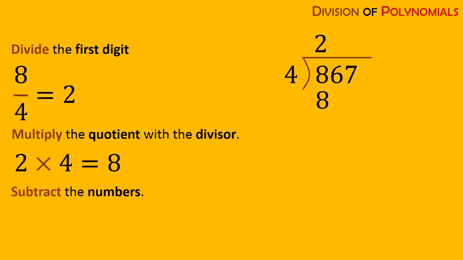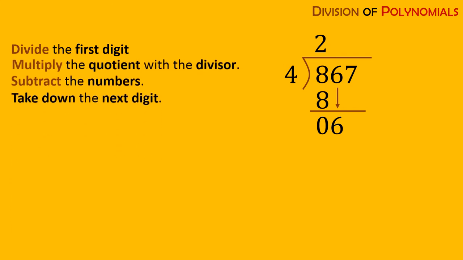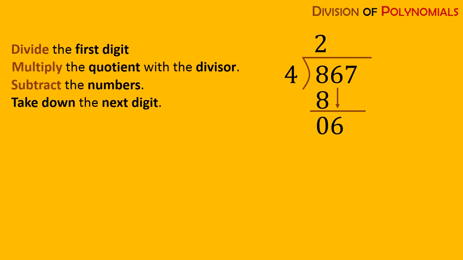Next you subtract the numbers. So 8 minus 8, when you take away 8 from 8, you're left with 0. So the answer is 0. So you write the remainder down here. Now the last step you do in division is take down the next digit. So the next digit is 6. So we are taking it down to the next level. So these are the 4 steps that we normally do for performing division of two numbers.